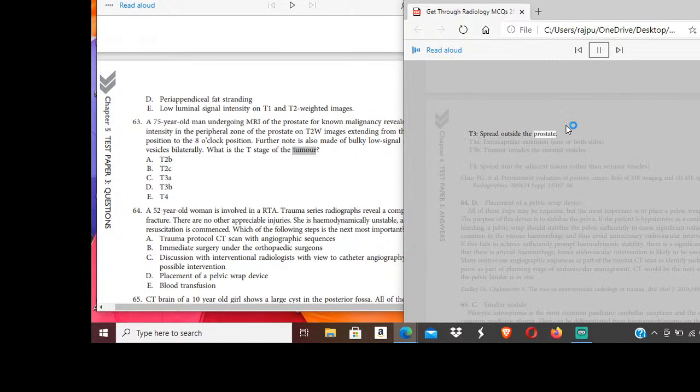T3, spread outside the prostate. T3A, extracapsular extension, one or both sides. T3B, tumor invades the seminal vesicles. T4, spread into the adjacent tissues, other than seminal vesicles.